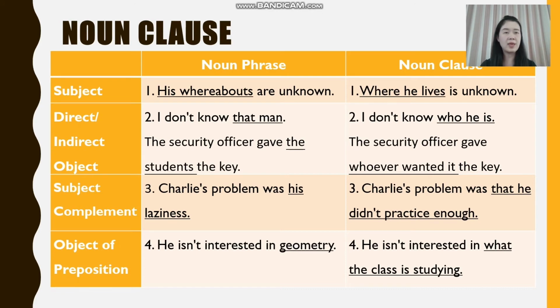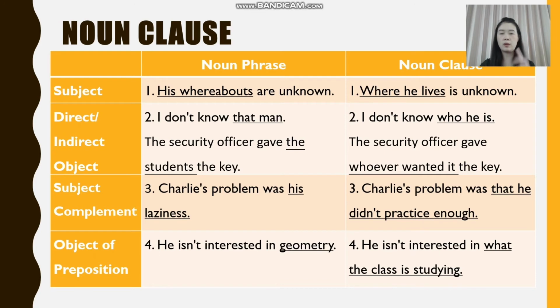We use the word that to introduce the clause, and here you can see that we use it as the subject complement. It's not the object, because we have Charlie's problem and was, that is the linking verb, and as I told you, after the linking verb it's not the position of the object, but the position for the subject complement. That's right, because Charlie's problem and that he didn't practice enough, or even his laziness, they are equal, okay? And the last one, object of the preposition.